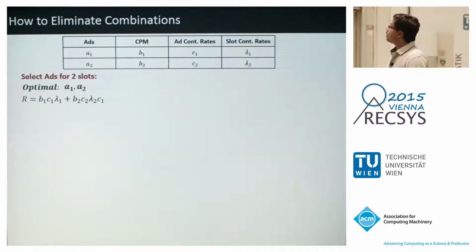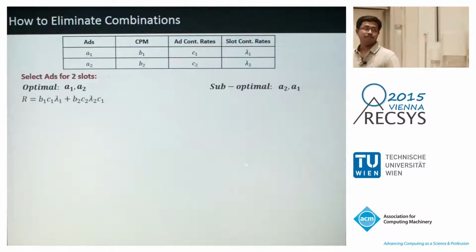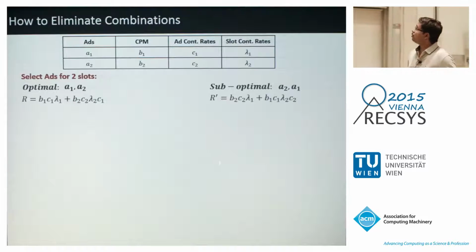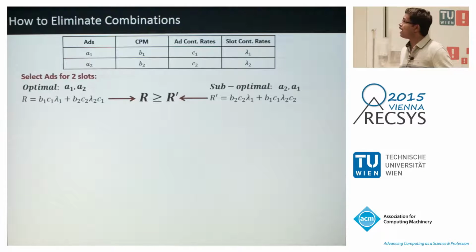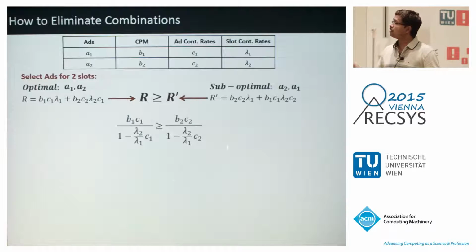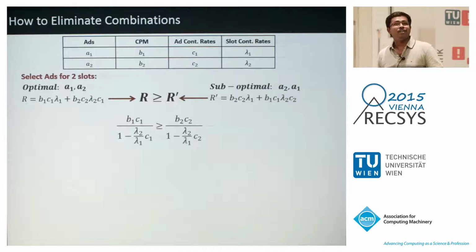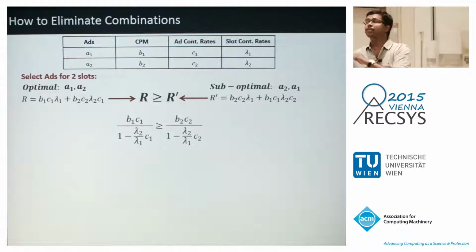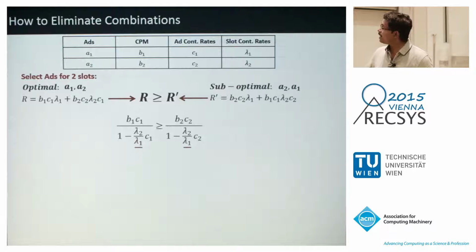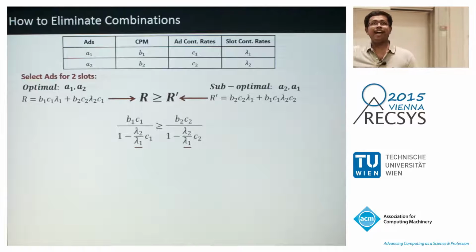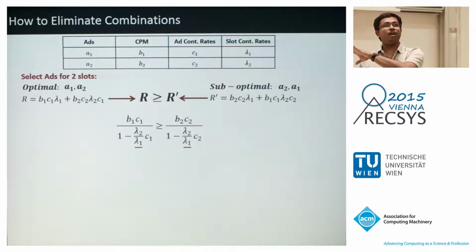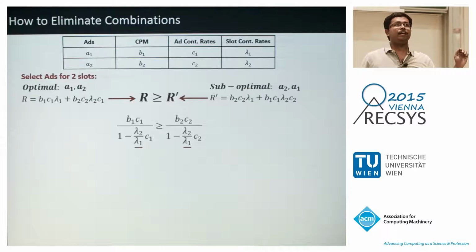Now let's suppose the suboptimal sequence is A2, A1, which is obvious. The revenue is R dash. So if R is optimal compared to R dash, this will hold. So if you plug back the values of R and R dash, what you get is this particular relationship. So something is very unique about this relationship. If you look at this one, other than lambda 2 over lambda 1, everything to my right side is confined to ad 1, and everything to my left side is confined to ad 2.